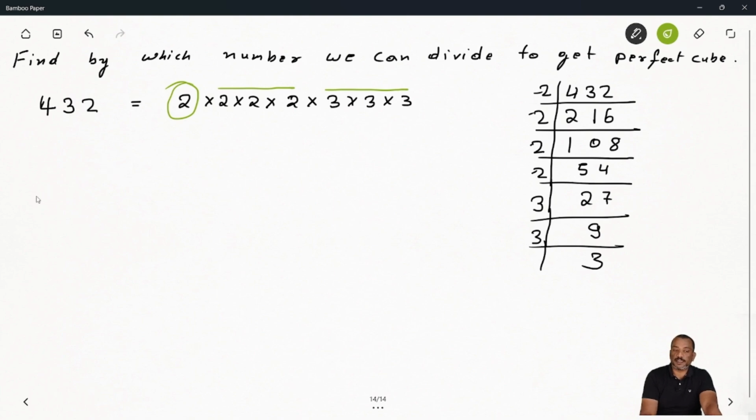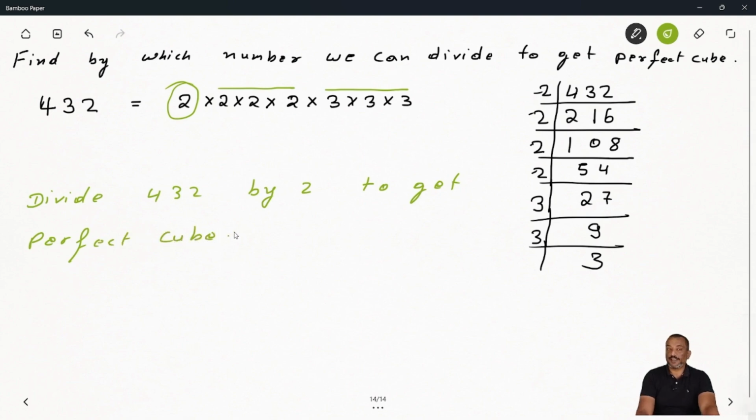So we can say divide 432 by 2 to get a perfect cube. Okay, perfect cube. Hope you have cleared this one. So this way we have to solve any questions in real-based examples.